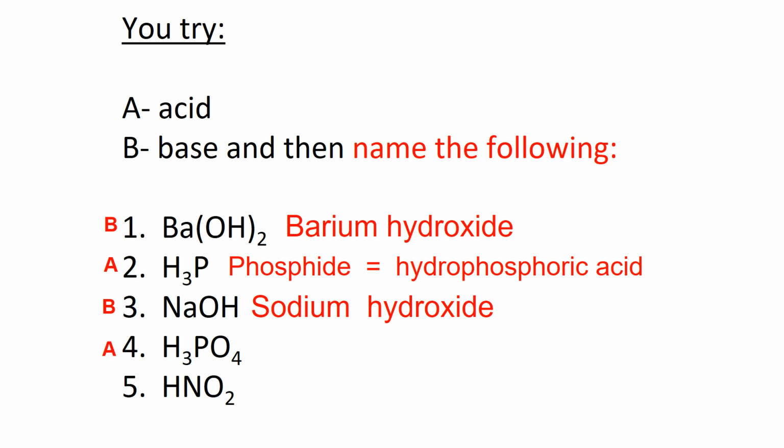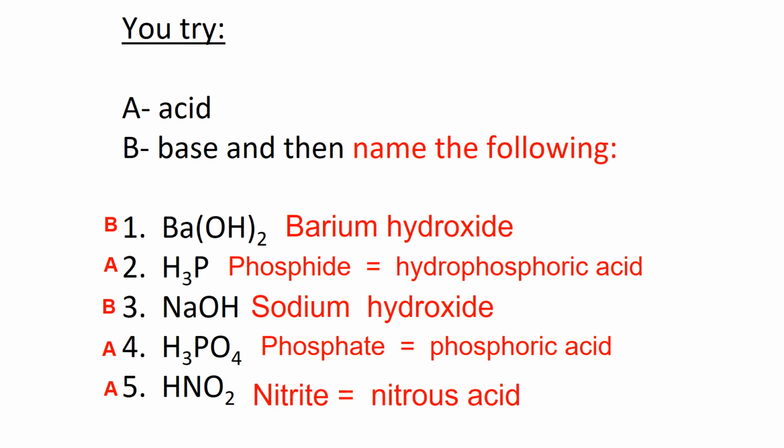All right, H3PO4 is an acid. So we're going to look at what PO4 is on the polyatomic ion list. It is phosphate. So phosphate becomes ic. So it's going to be phosphoric acid. So again, a couple of the elements, phosphorus and sulfur, they add letters back to make it sound better. All right, and then HNO2. NO2 -1 is nitrite. Nitrite becomes nitrous. So that becomes nitrous acid.